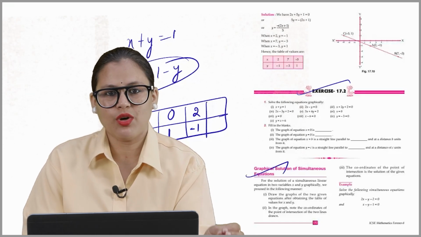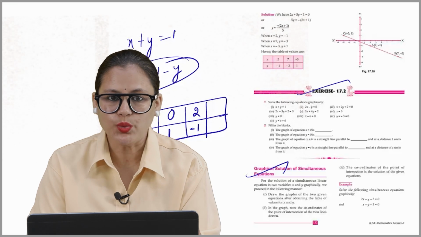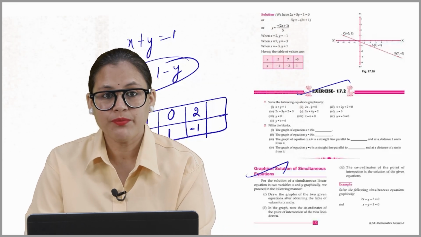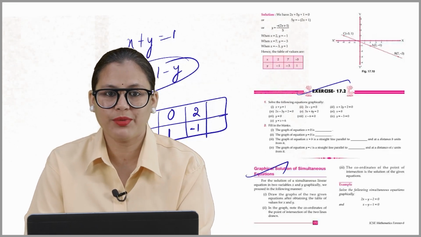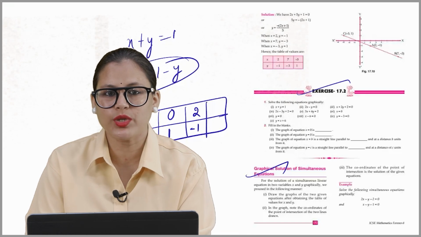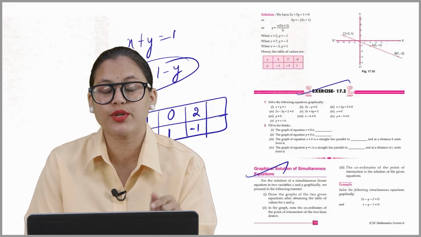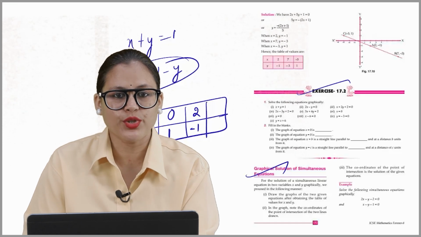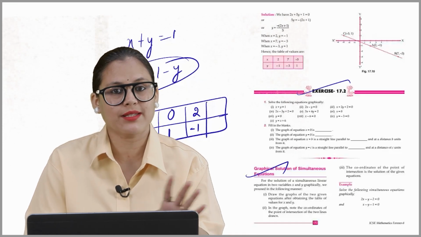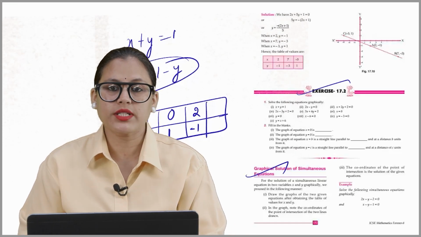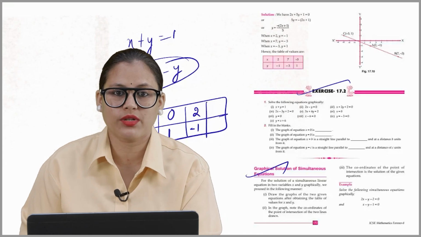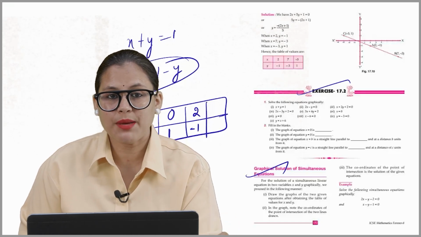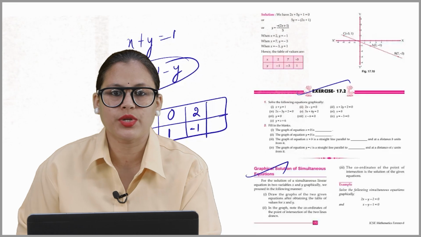For the solution of a simultaneous linear equation in 2 variables x and y graphically, we proceed in the following manner. Number 1, draw the graphs of the 2 given equations after obtaining the table of values for x and y. Number 2, in the graph, note the coordinates of the point of intersection of the 2 lines drawn. And number 3, the coordinates of the point of intersection is the solution of the given equations.